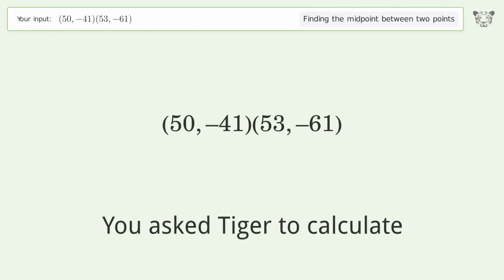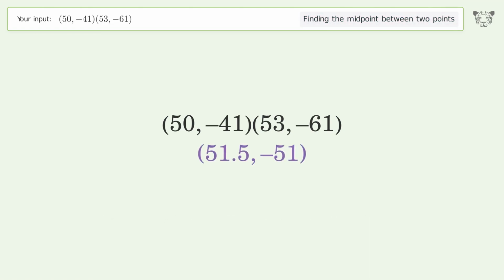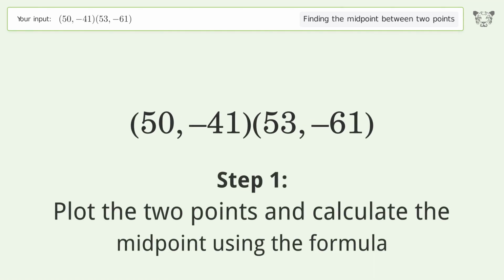You ask Tiger to calculate. This deals with finding the midpoint between 2 points. The midpoint between the 2 points is 51.5, negative 51. Let's solve it step by step. Plot the 2 points and calculate the midpoint using the formula.